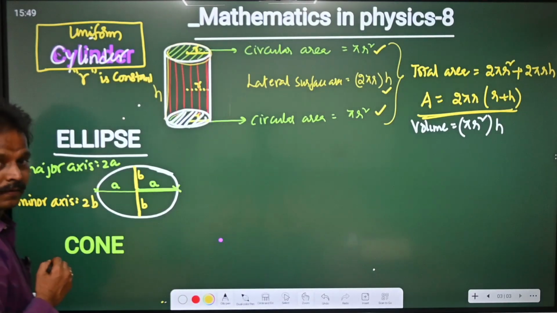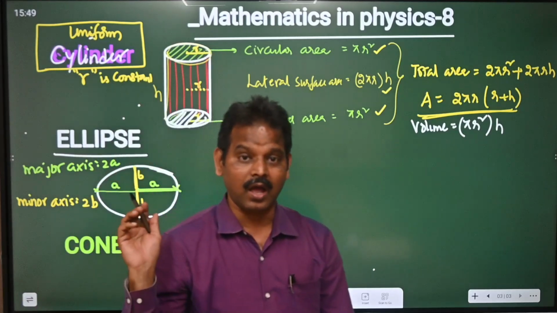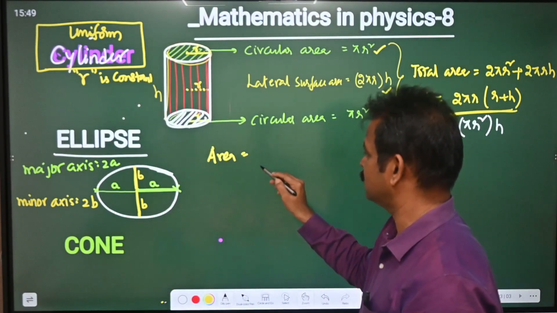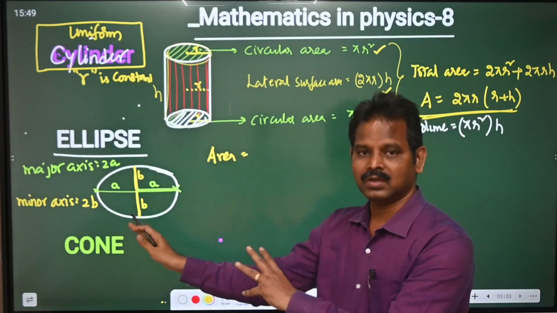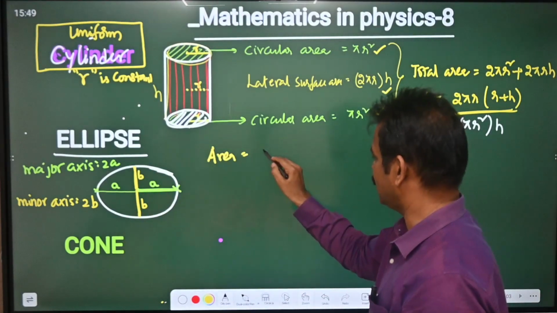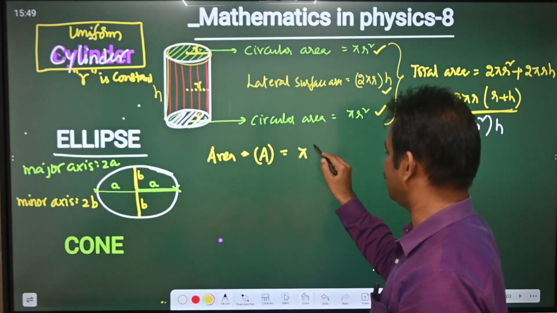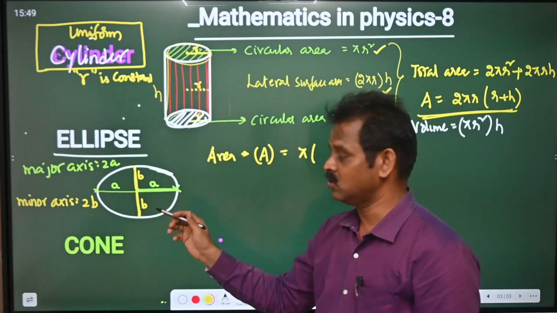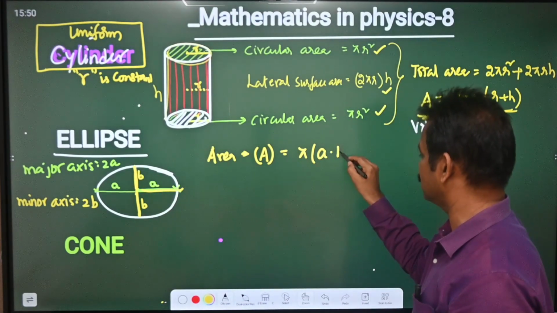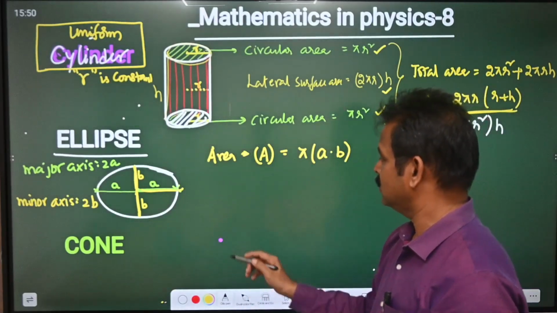is 2B. Now, if you want to find the area of this ellipse, it seems almost to be a circle. For a circle the area is pi r square, and here also the area is given by pi r square. Which radius have we considered? We have considered both radii here. That's why instead of this, we write pi AB as the area of an ellipse.